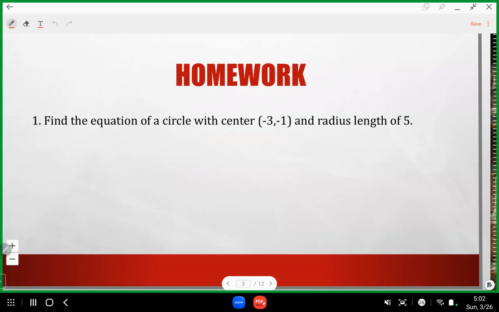Find an equation of a circle with the center -3, -1, and radius length of 5. I'm going to give you a couple minutes to do this. Put your answers of the homework in the chat. This should not have been too hard. It should have been a pretty easy question. So just put your answers in the chat and I'll walk you through this one.